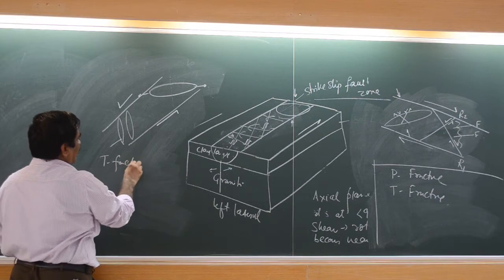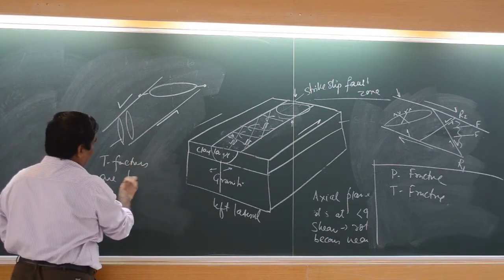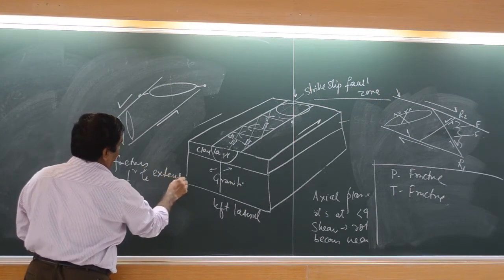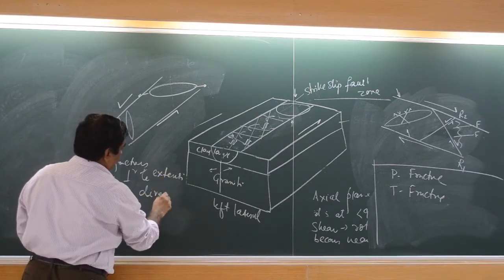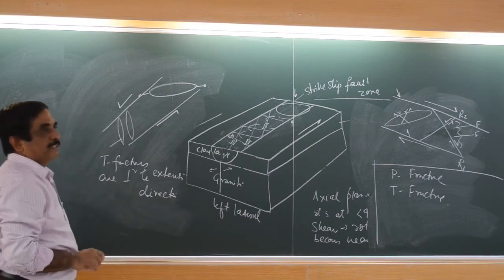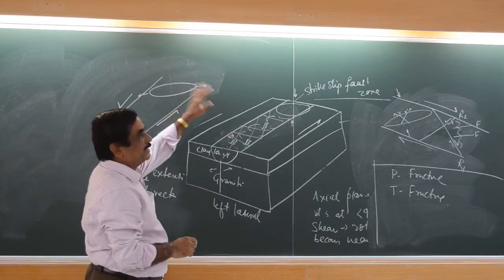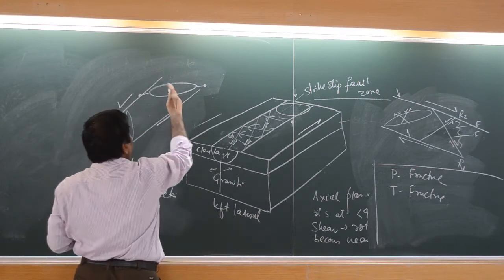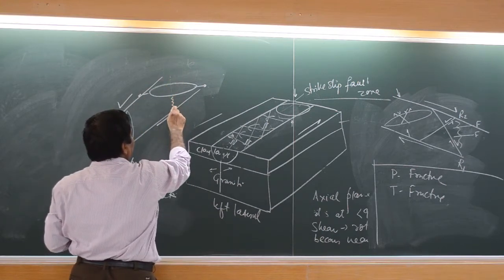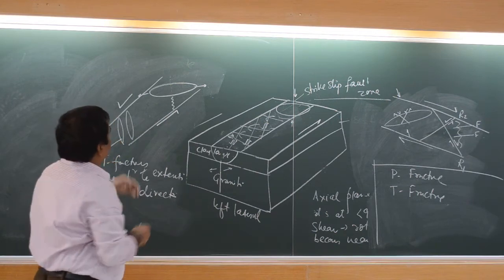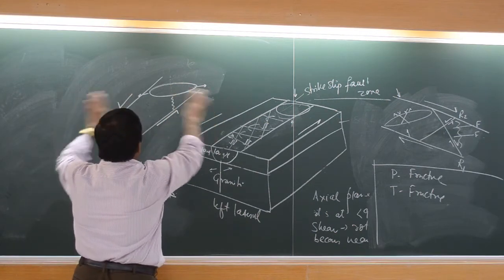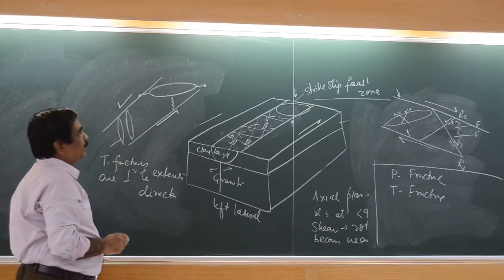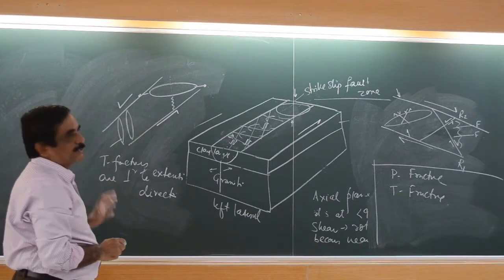T fractures are perpendicular to the extension direction. Draw this one. This way it is stretched, this way it is pressed. Since it is pressing this way, you are getting folds like this. Since it is pressing this way, the tensional fractures will develop like this, perpendicular to stretch. So these are T fractures.